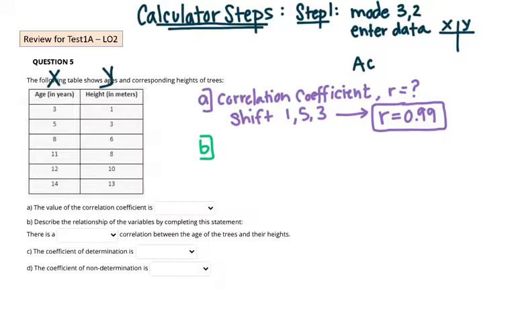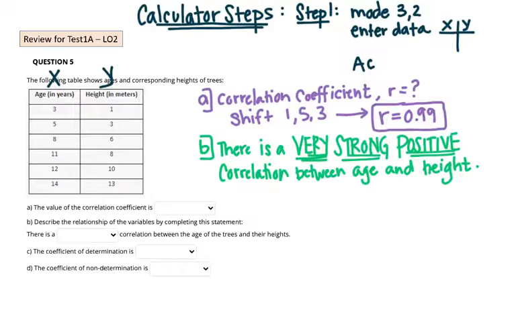So part B is asking us to describe the relationship. There is a blank correlation between the age of the trees and their height. Well, the correlation coefficient is very close to +1. So we would say there is a very strong positive correlation between the age of the trees and their heights. So what that means, of course, is as the age increases, as the trees get older, we will expect the height to also increase.